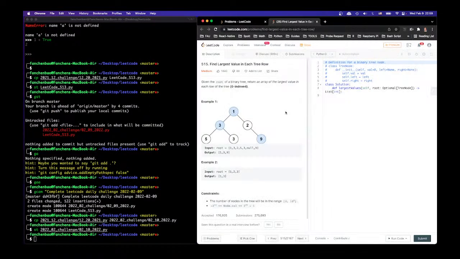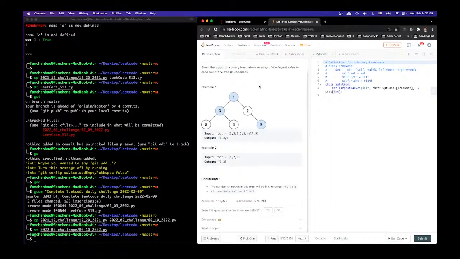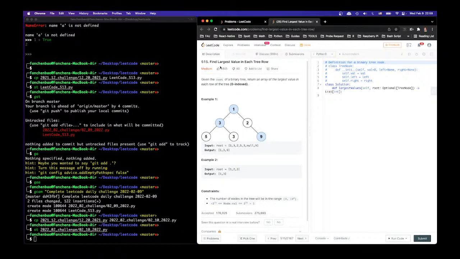Alright, we have time. Let's try another one. Wow, we're doing a lot of trees these days. Given the root, return an array of the largest value in each row of the tree. Oh, very interesting problem. I like it immediately. Well, we can definitely do BFS for this. Yeah, I think it's just BFS.